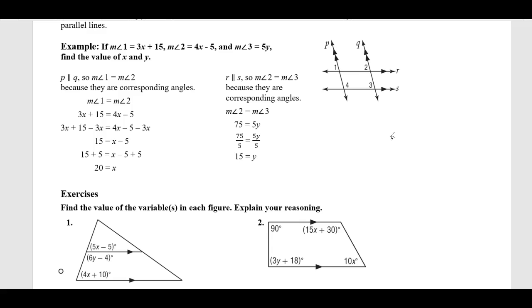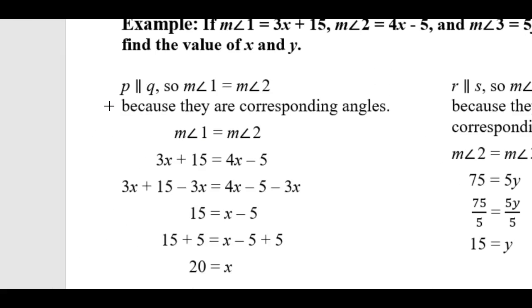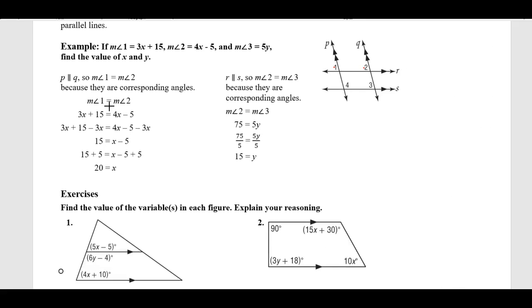So up at the top here in this example, we want to take a look at what we're given. We're given angle 1. Okay, we're told that that's 3x plus 15. We're also given angle 2. That's 4x minus 5. I want to notice that these are parallel lines, P and Q. So 1 and 2 are corresponding, which means they're equal. So I can set those two expressions equal to each other. All right, so for angle 1 and angle 2, 3x plus 15, 4x minus 5, they're going to be equal.